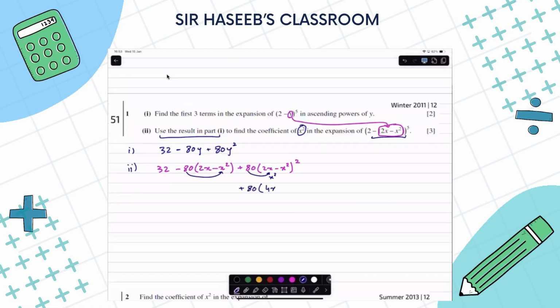So this would be 4x square plus blah, blah, blah. I don't need those terms. Got it? So minus 80 into minus x square is 80x square, plus 320x square is going to be 400x square. So the coefficient of x square is basically just 400.